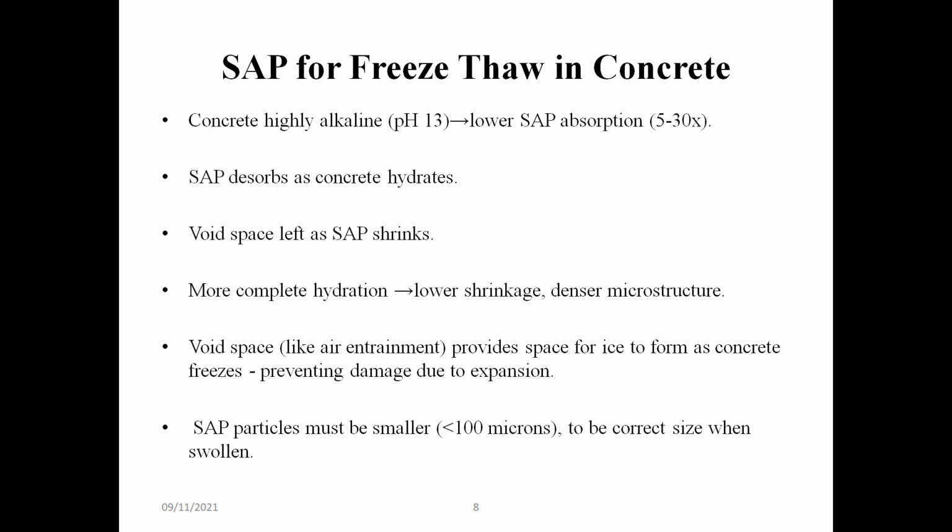SAP for freeze-thaw in concrete. Now, when we are trying to incorporate external material inside the concrete, such as SAP, we must also know the effect of concrete on the SAP. As we know, concrete is highly alkaline, with an average pH of 13. So it may lead to lower SAP absorption. The absorption rate will be reduced from 100 times to 5 to 30 times.